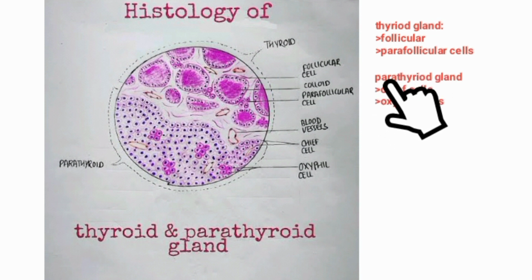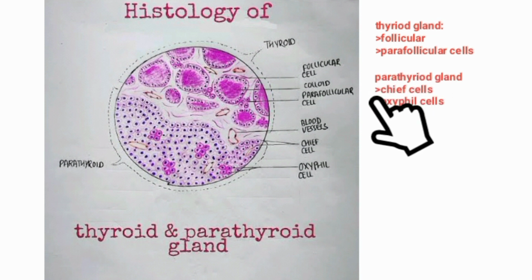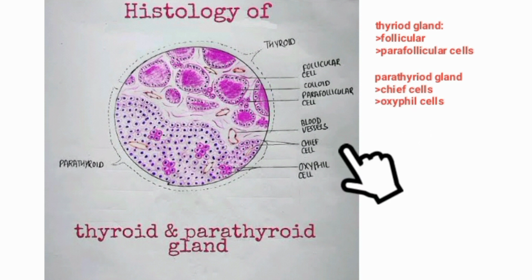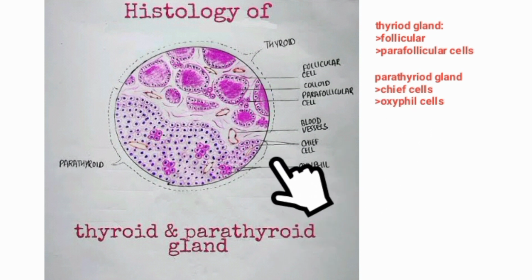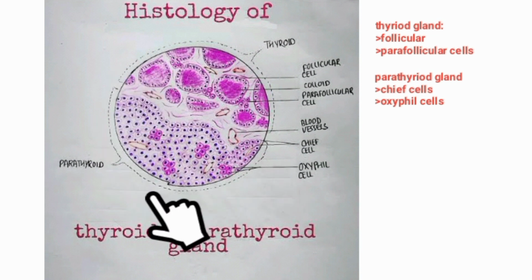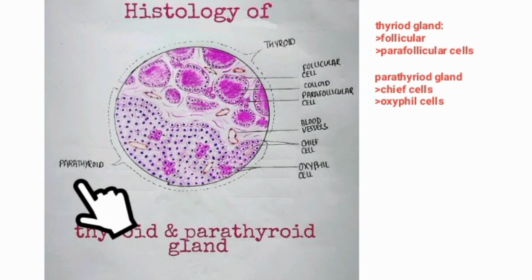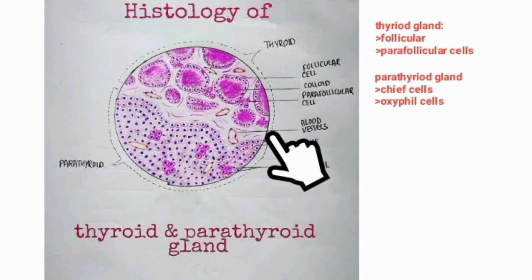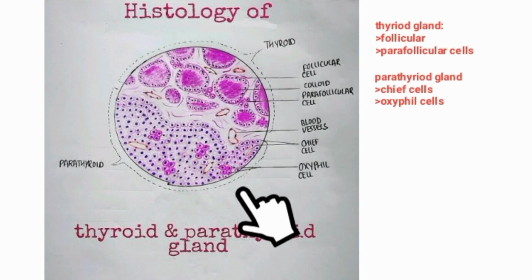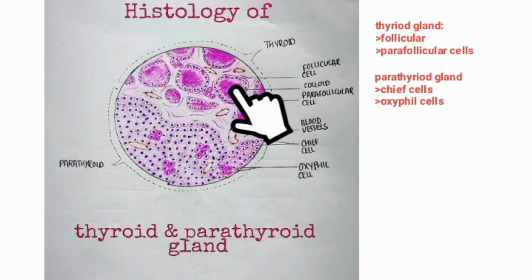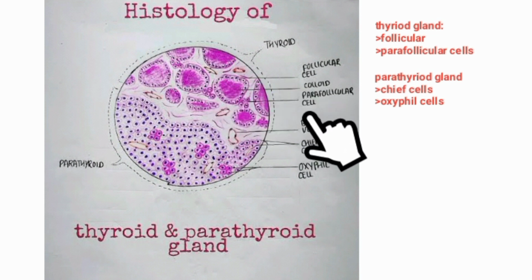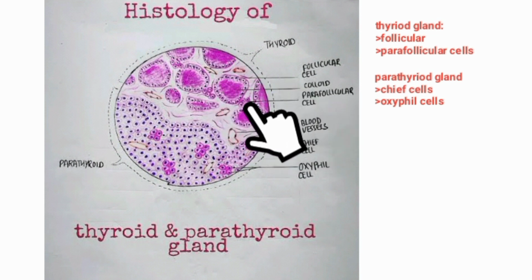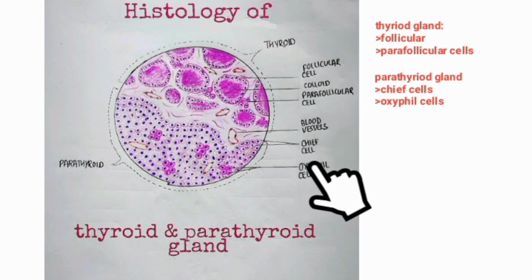But here our concern is parathyroid gland. In parathyroid gland we have 2 types of cells, chief cells and oxyphil cells. Here you can see the lower half of this figure shows parathyroid gland histology and the upper half shows the thyroid gland histology. In thyroid gland you can see follicular cells with the lumen having colloid, and in between these follicular cells we have parafollicular cells.